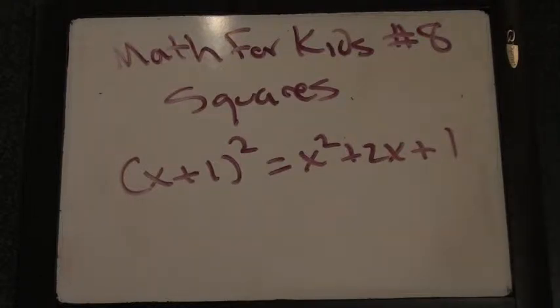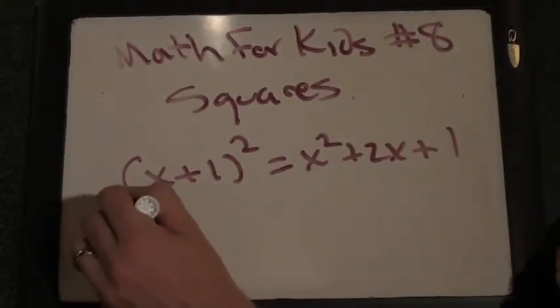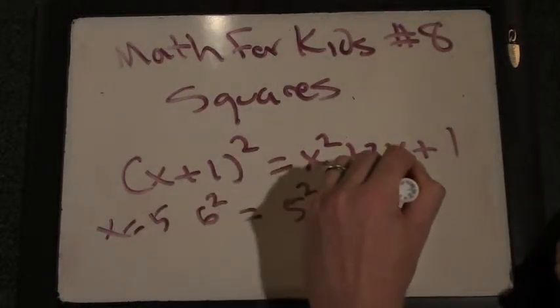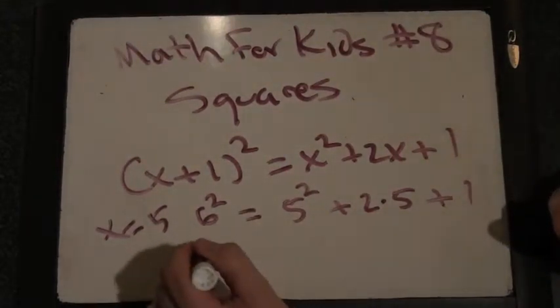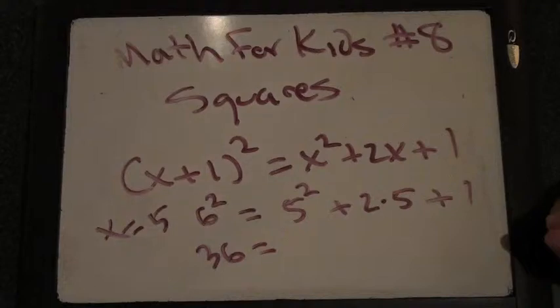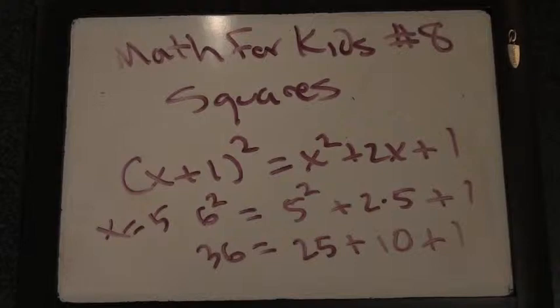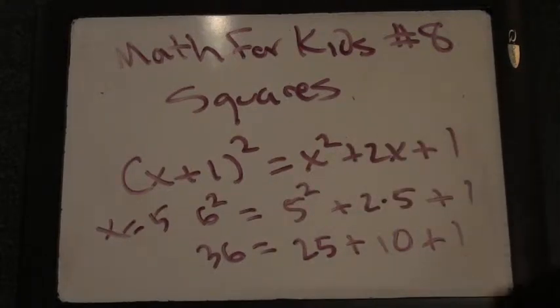Okay, and so we learned that, for example, if x equals 5, then 6 squared equals 5 squared plus 2 times 5 plus 1. So let's just double check that that's true. What is 6 squared? 36. What is 5 squared? 25. What's 2 times 5? 10. What's 1? 1. Okay, so is 36 equal to 25 plus 10 plus 1? Yeah. Okay, so good.